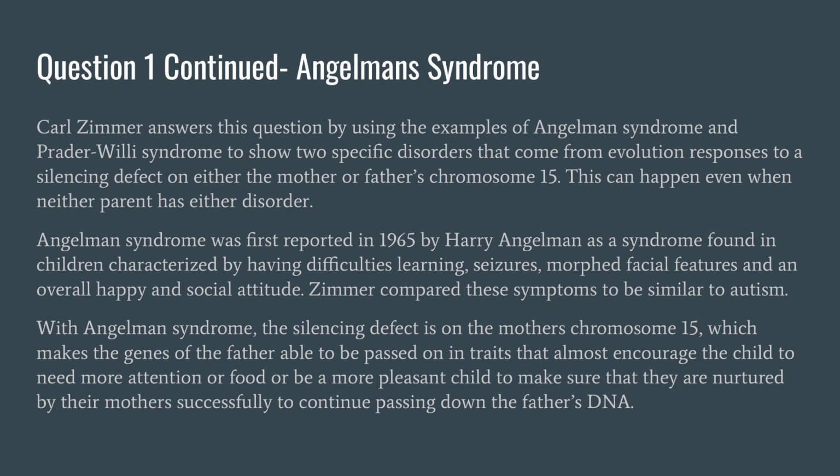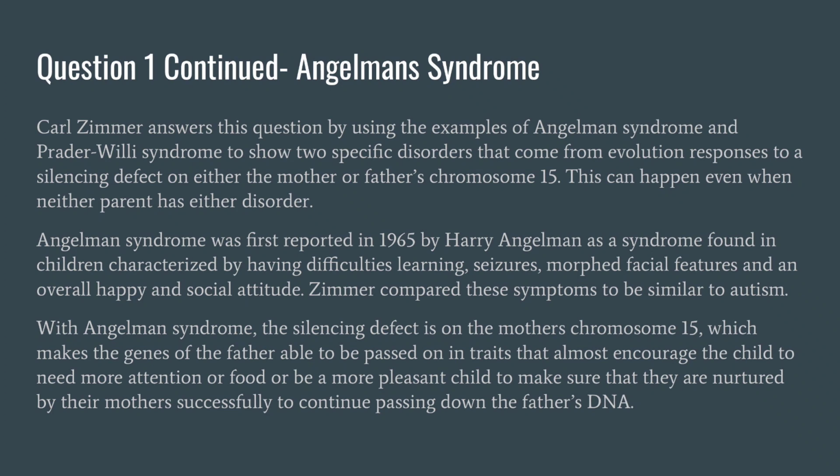Carl Zimmer answered this question by using the examples of Angelman syndrome and Prader-Willi syndrome to show two specific disorders that come from an evolutionary response to a silencing defect on either the mother's or the father's chromosome 15, when neither parent has either disorder. Angelman syndrome was first reported in 1965 by Harry Angelman as a syndrome found in children characterized by difficulties learning, seizures, more facial features, and an overall happy and social attitude. Zimmer compared these symptoms to those of autism.